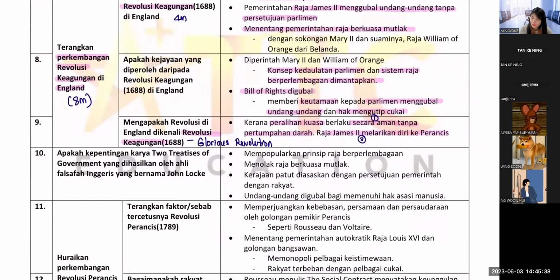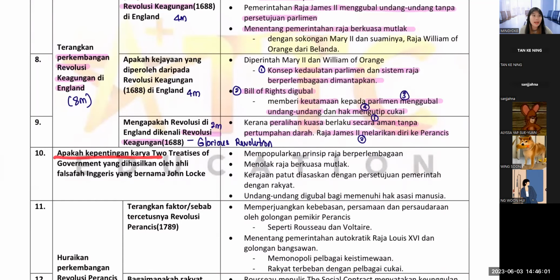Okay. So konsep kedaulatan parlimen and sistem raja berperlembagaan dimantapkan. And then Bills of Rights digubal. Keutamaan Parlimen menggubah undang-undang and hak mengutip cukai. So here alone already got 4. And here alone already got 2.